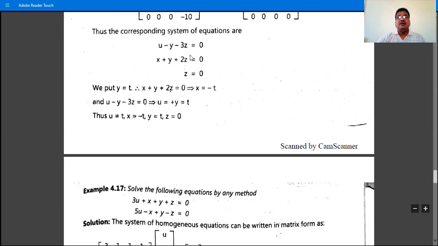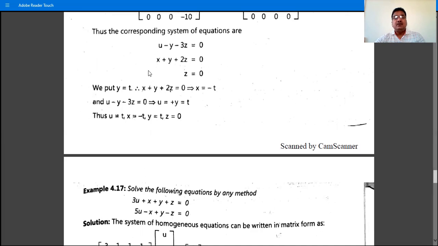When we assign the variable, if after rewriting the system we have the number of equations strictly less than the number of variables, then assign the variables. And how many variables do we have to assign? If you observe this, we have 3 equations and 4 unknowns. So the difference is 4 minus 3, that is 1. So we have to assign one unknown.